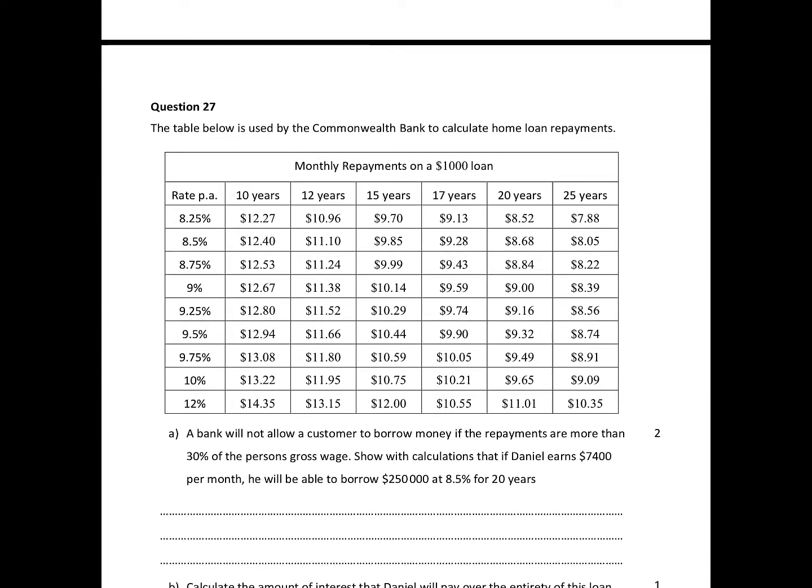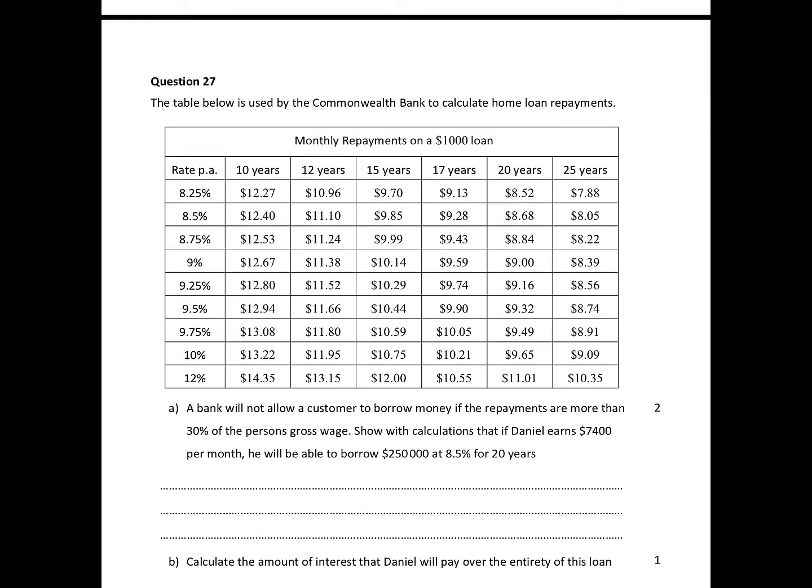Question 27, it's an annuity. We've got the table below used by the Commonwealth Bank to calculate home loan repayments. A bank will not allow a customer to borrow if the repayments are more than 30% of the person's gross wage. Show with calculations that if Daniel earns $7,400 a month, he will be able to borrow $250,000 at 8.5% for 20 years.